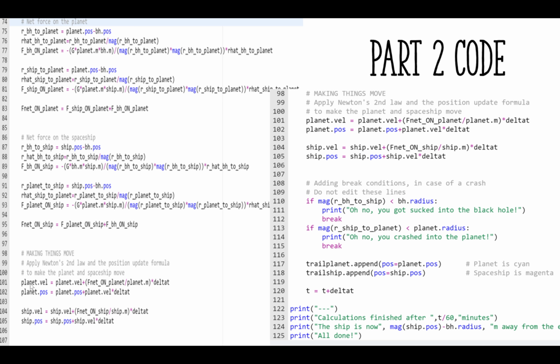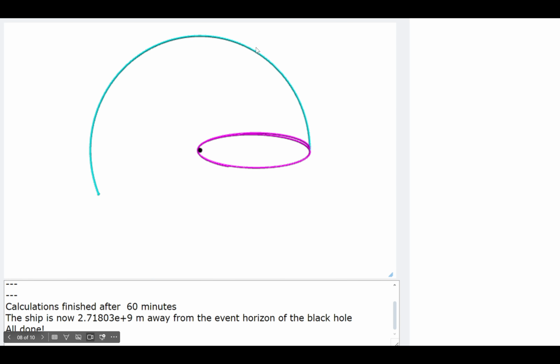We have planet velocity, planet position, ship velocity, ship position. That's everything. Again, this is breaking the code in case the ship crashes, and we print out the rest of this, and it shows us this. Our big blue line is our planet going around, and this is as close as I can get it to the black hole without crashing. I thought it was pretty dang close.